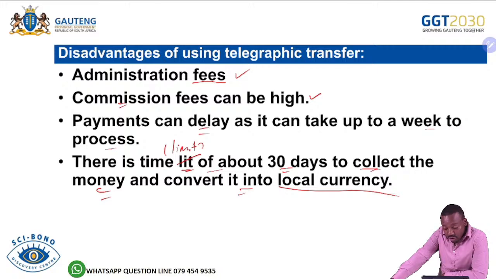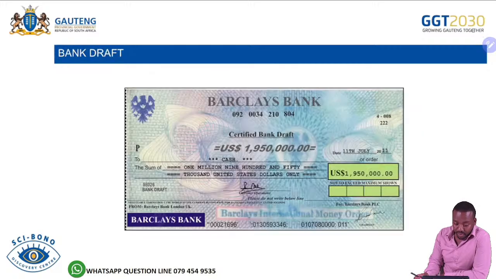So you need to ensure that as soon as you get the money, you are able to do what? To collect it on time and convert it to local currency. After 30 days, you will not be able to, then it will go back. Right.